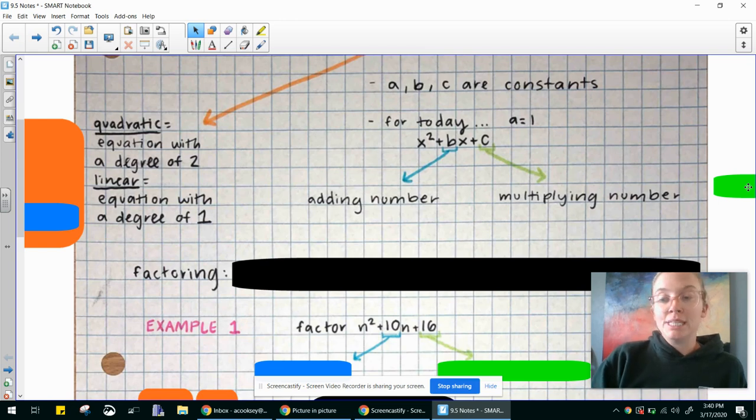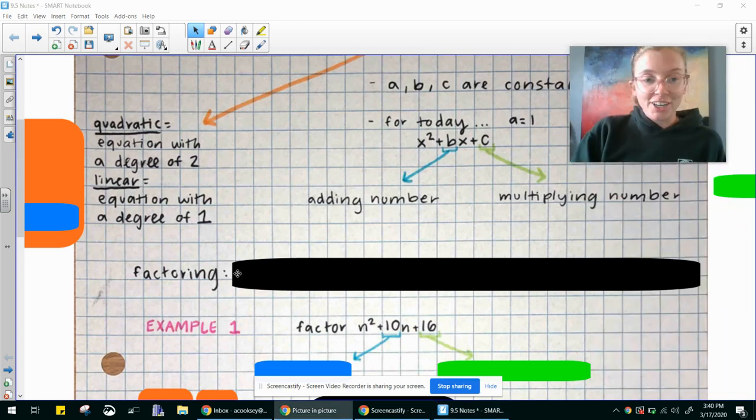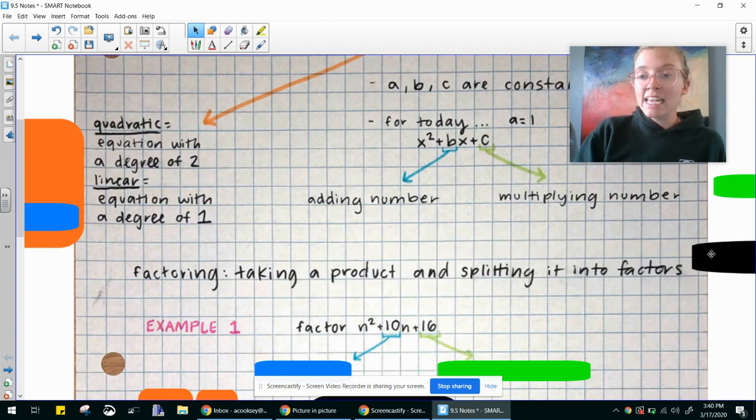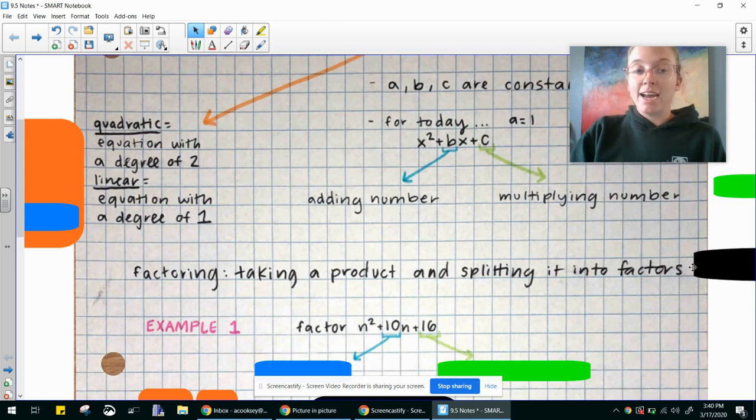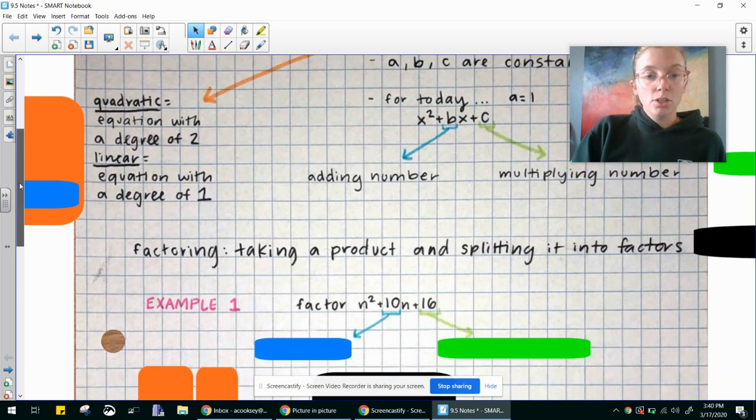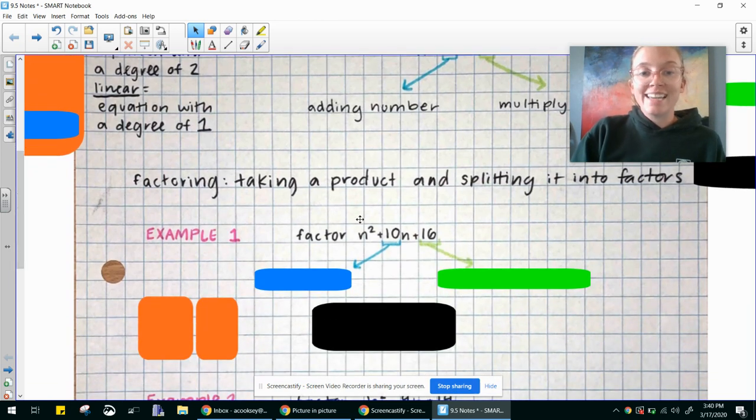The final piece of preparation that we need before we start factoring is the actual definition of factoring. So, factoring is taking a product or the answer to a multiplication problem and splitting it into factors. So in our first example, we are going to take this product and we are going to split it into two binomials that are going to be multiplied together.